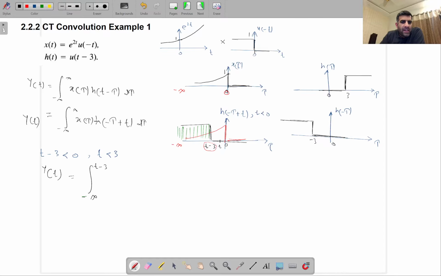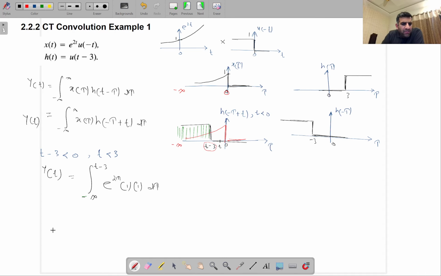Okay, guys. And then you need to write the x of tau. So when you change the variable, also change the variable on this side. So this is going to become now e raised to power 2 tau. Then this is u minus tau and its value is 1. And then u of tau minus 3, its value is also 1. So this is the integral which you need to solve.